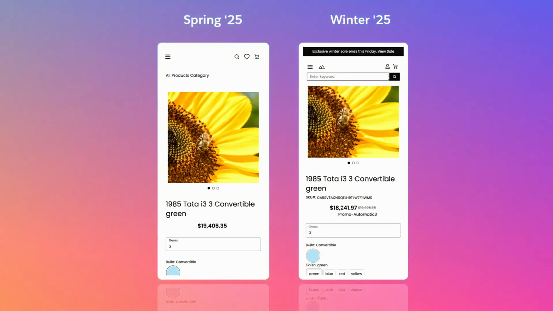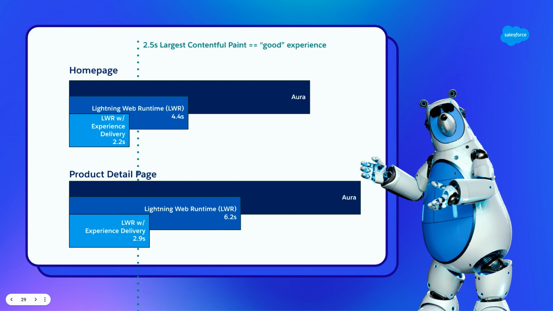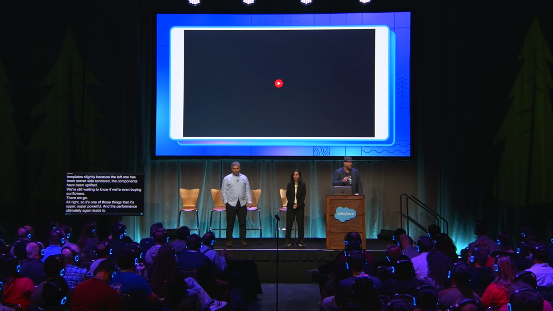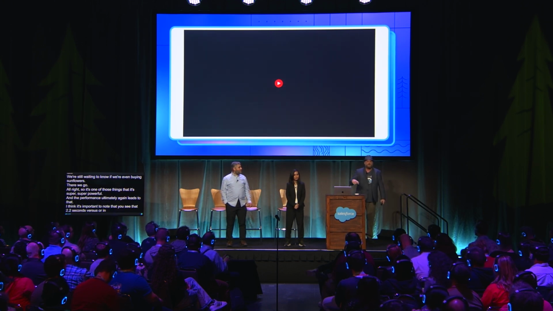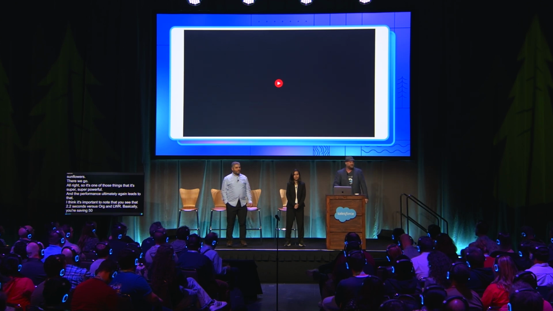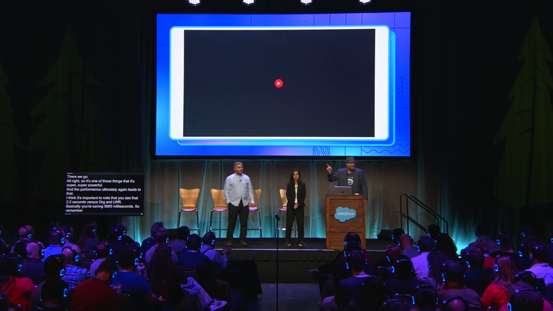There we go. All right, it's super powerful, and the performance ultimately leads to that. I think it's important to note that you see that 2.2 seconds versus Aura and LWR, basically you're saving 5,800 milliseconds. So remember the revenue statement I made at the beginning. That is a non-trivial amount of benefit. We already watched the demo.